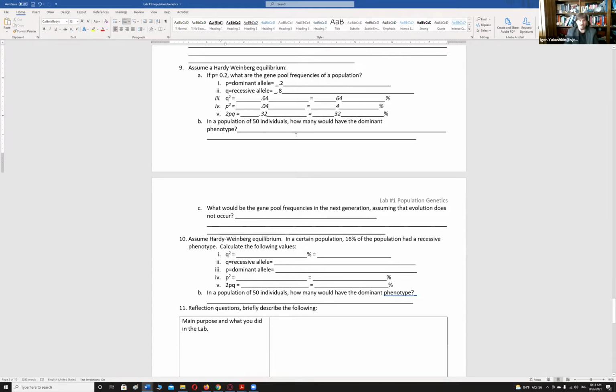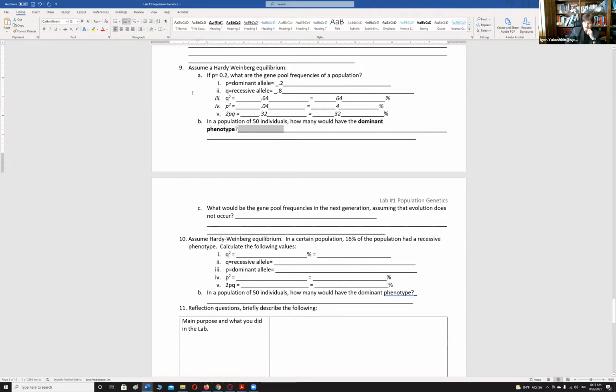Now, let's take a look at part B. If a population has 50 individuals, how many would have a dominant phenotype? It's kind of a loaded question. First of all, it's 50 individuals, and also that phrase right here, dominant phenotype. Let's start with just the percentages. Within that population, what percentage will have a dominant phenotype?